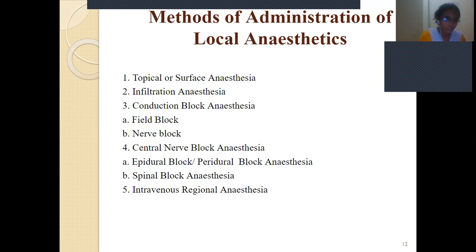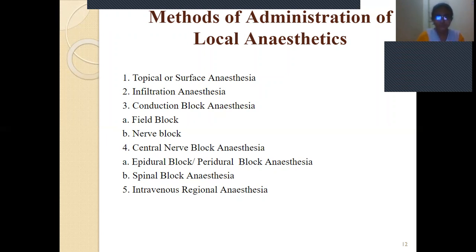In this, the first one is field block. The field block is given around the surrounding areas of the scalp, and the nerve block will be given at the place which is nearer to the nerve trunk, or around the place located next to the nerve trunk. Next, central nerve block anesthesia, it is mainly given to the spinal cord.